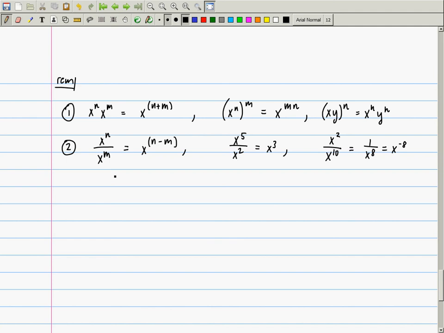Okay, the reason why this works is you could say that x to the n over x to the m is x to the n multiplied by x to the negative m. Okay, so now you have two things being multiplied with the same base, so what do you do with their exponents? You add them. Okay, so what is n plus negative m? N minus m.